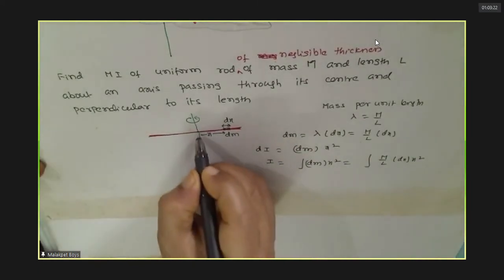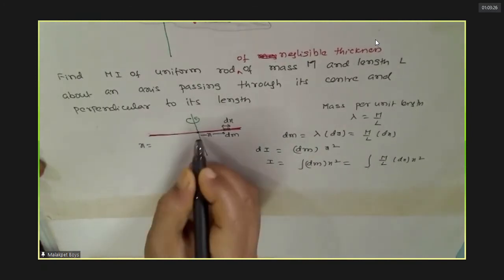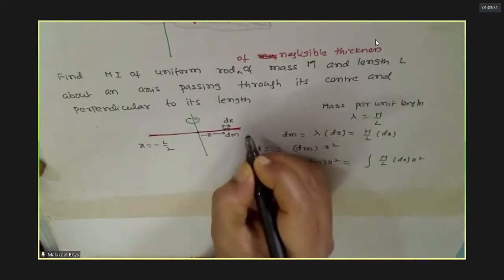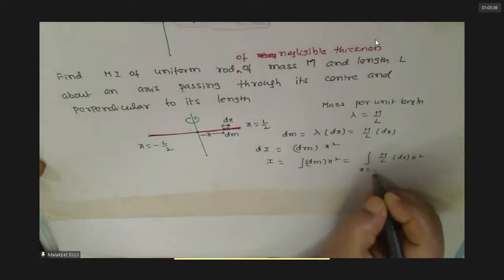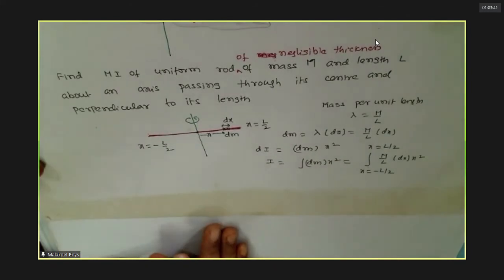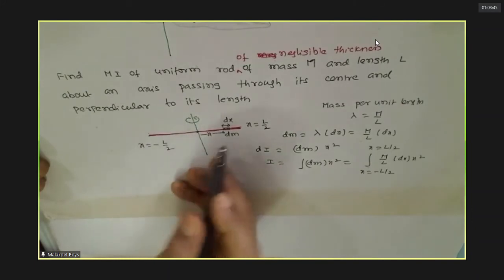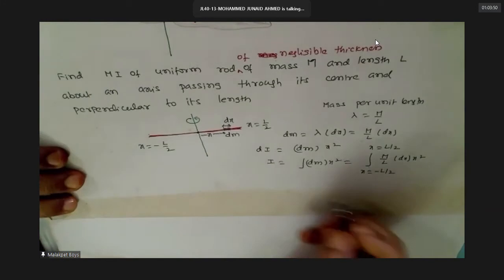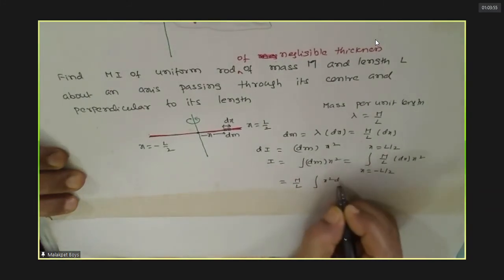See, if I take this as x equals 0, origin, where the rod goes, this will be x equals minus L by 2, and this is x equals plus L by 2. So with these limits, is the entire rod covered or not? Yes, sir, the whole rod is covered. Minus L by 2, 0, L by 2. So now I will take this as M by L integral of x square dx.